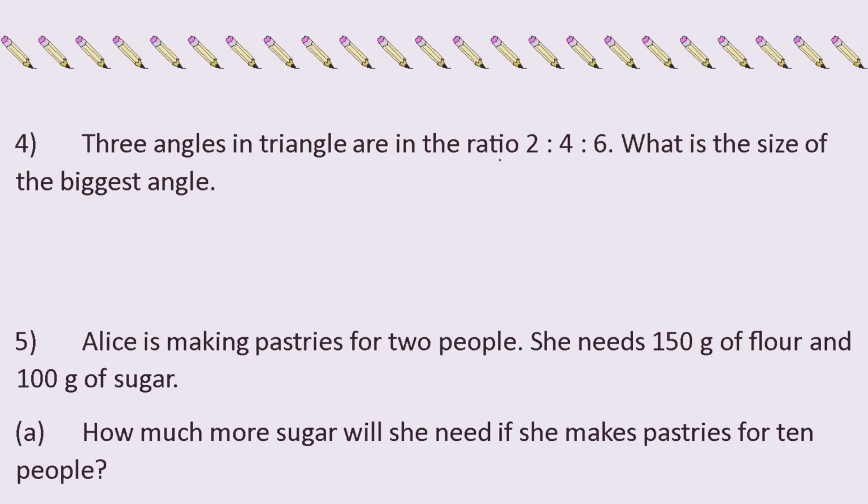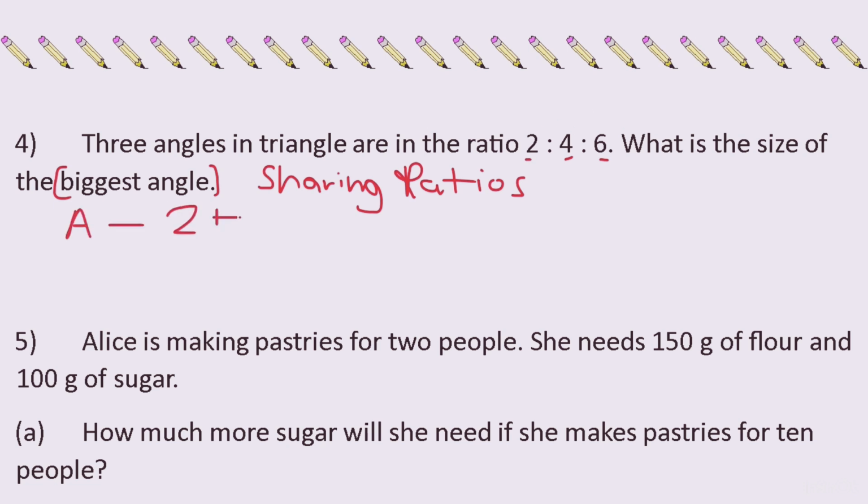Question 4. 3 angles in a triangle are in the ratio 2 is to 4 is to 6. So what is the size of the biggest angle? Pretty simple again, using the sharing ratios concepts which we just discussed earlier. You add the 3 ratios first, 2 plus 4 plus 6, and you get 12. Pretty easy. Now divide 12 from what?